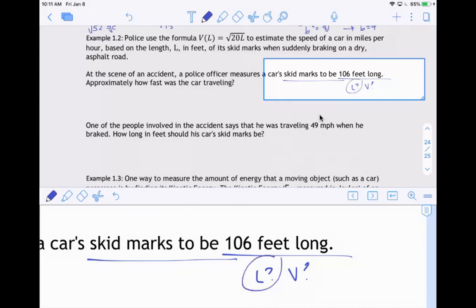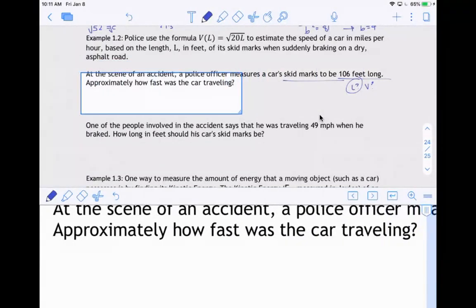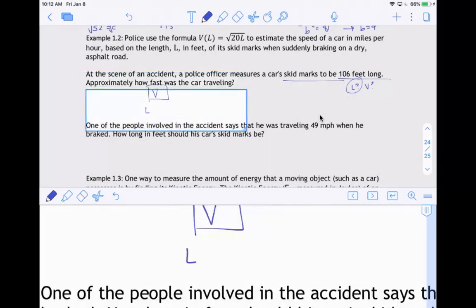This looks like feet long, so I'm going to go with L. They gave me an L. I can double check myself by asking, what was the question? Approximately how fast? That was a speed. The speed would be velocity. That is what I'm searching for. So they gave me an L. I can write that L is equal to 106. V is equal to question mark. And now I know what to do.